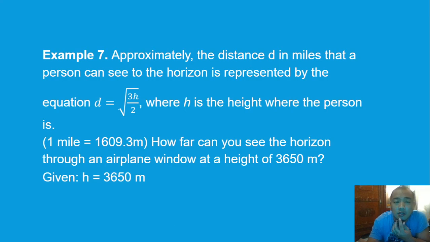Number 7. Approximately the distance d in miles that a person can see to the horizon is represented by the equation d equals square root of 3h over 2, where h is the height, where 1 mile is equal to 1609.3 meters. How far can you see the horizon through an airplane window at a height of 3650 meters? Given h equals 3650 meters.